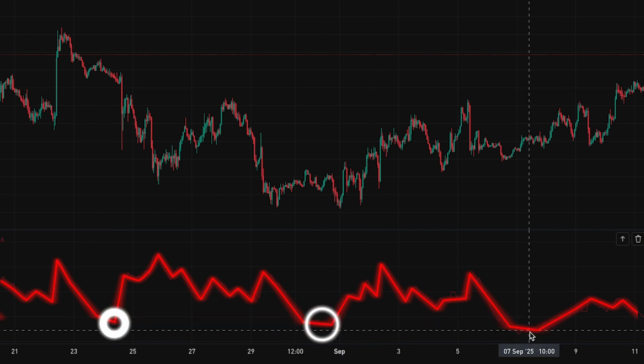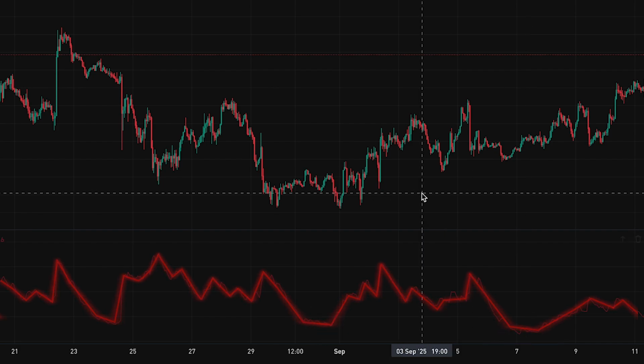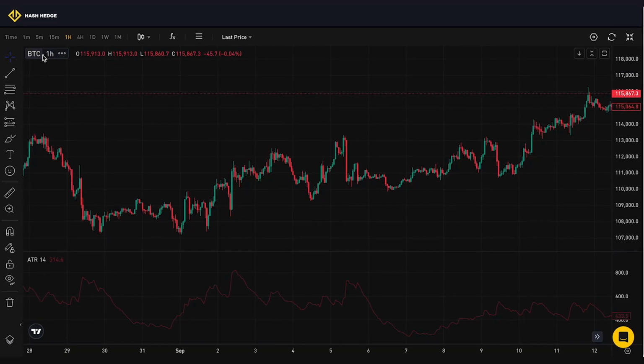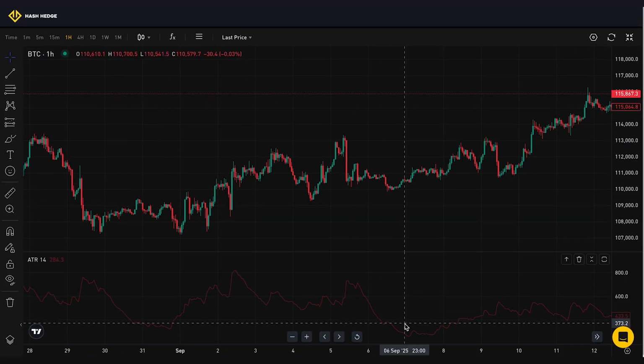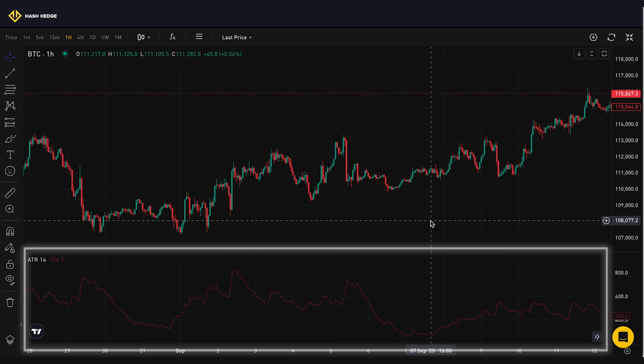The period of low volatility was likely overnight. So, when we know that for this particular asset, in this case for Bitcoin, 300 to 350 points is low, it means that we now have a starting point. And now we can find those moments when we have low volatility.